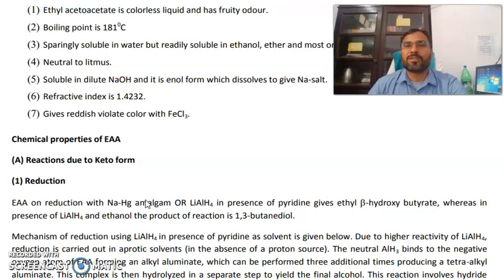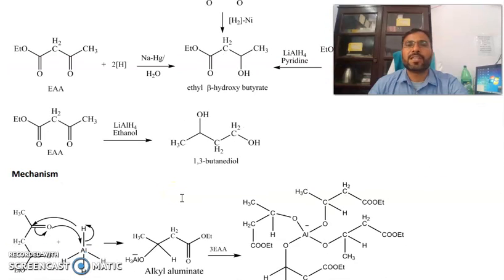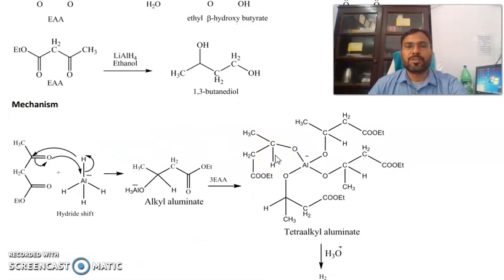Now, chemical properties of ethyl acetoacetate. Reactions due to the keto form. Reduction. So, you can see, starting from this compound, ethyl acetoacetate, you have ethyl beta-hydroxybutyrate. Now, if ethyl acetoacetate reacts with lithium aluminum hydride, 1,3-butanediol is formed. So, this is the mechanism.